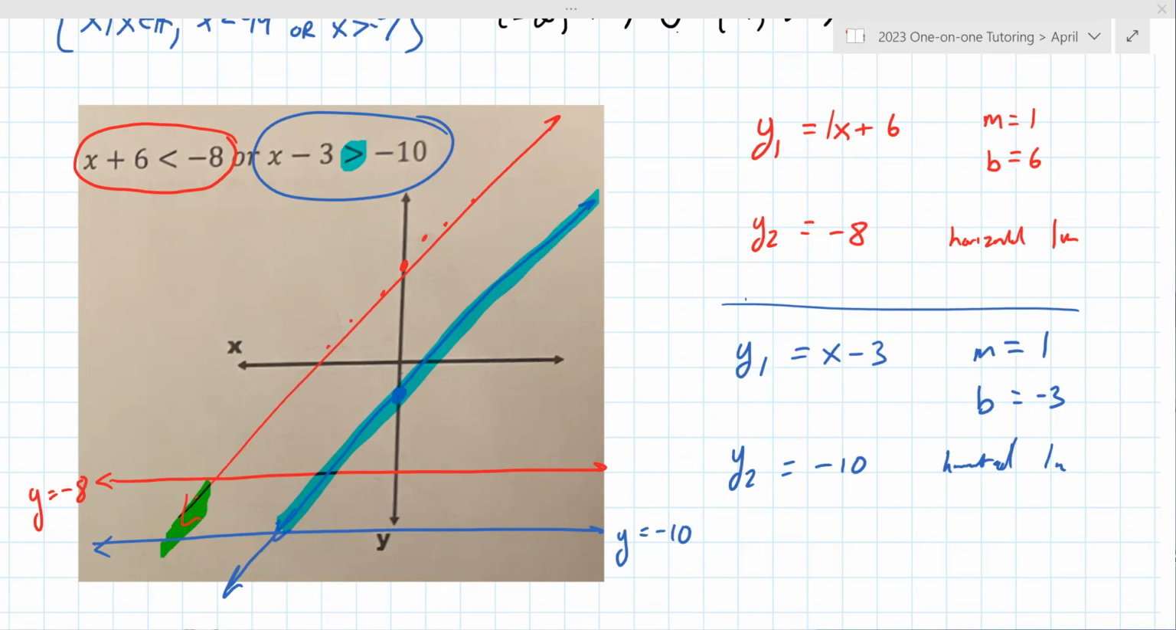Where's my highlighter? Sorry, I'm trying to grab a highlighter. Sure. Yeah, it's probably good to grab something to signify this. I got it. All right.